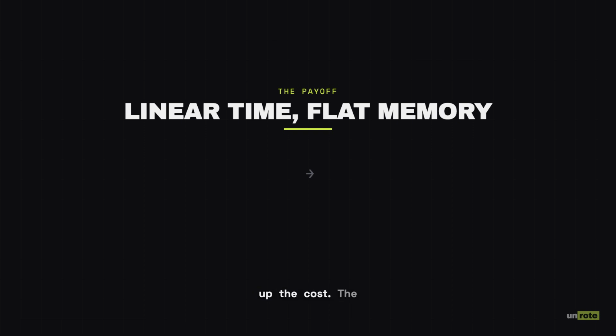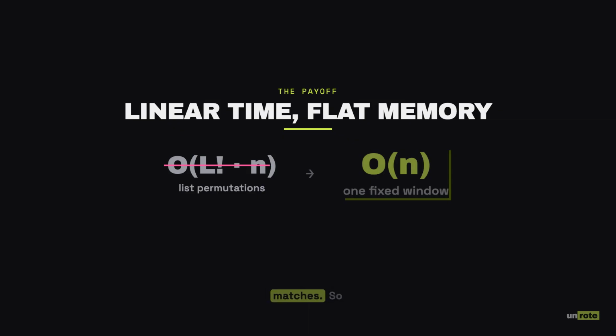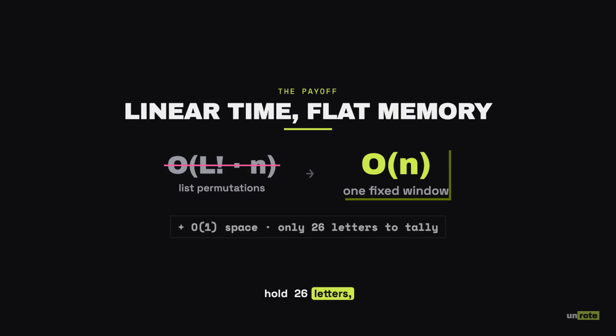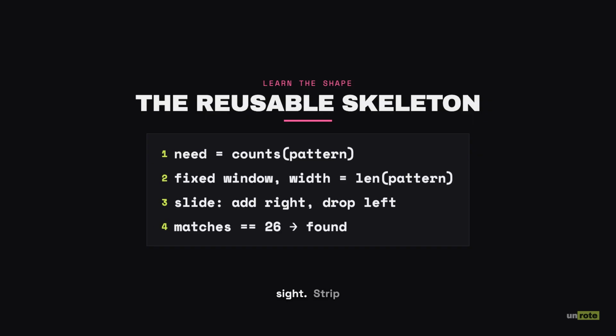Add up the cost. The window crosses the text once, and each step does constant work, 2 count tweaks and a glance at matches. So the time is linear, O of n. The tallies only ever hold 26 letters, so the memory is constant. Linear time, flat memory, no factorial in sight.